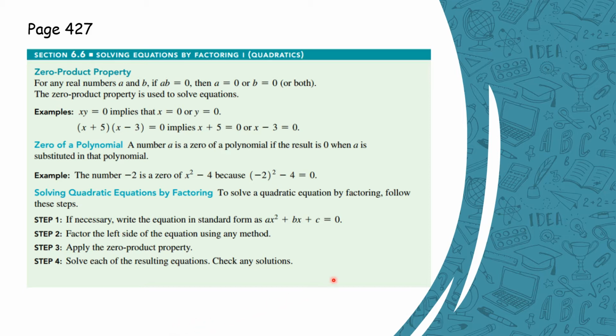So the first thing you have to do is make sure that the equation is in the form ax squared plus bx plus c equals 0. Then you factor the side of the equation that has that trinomial term, using, in this case, the AC method. When you apply the zero product property, you could solve the resulting equations and then finally check your answers.